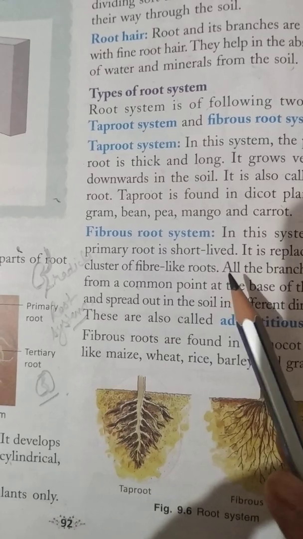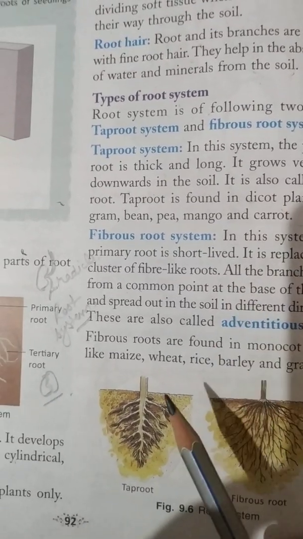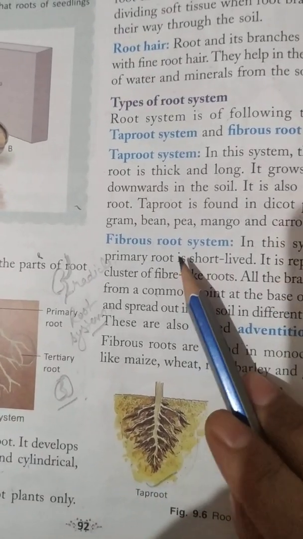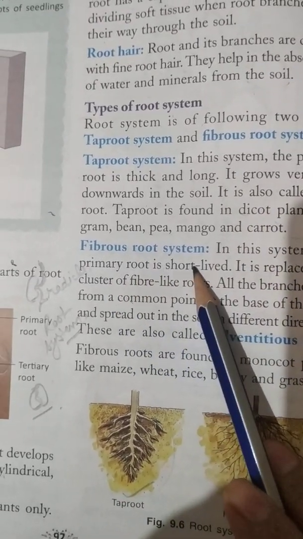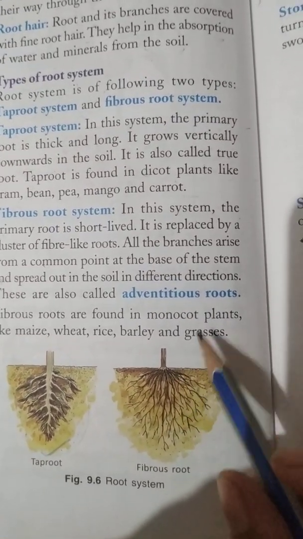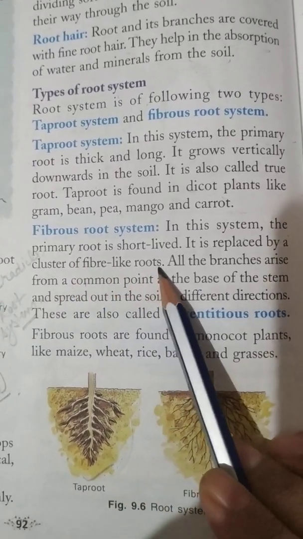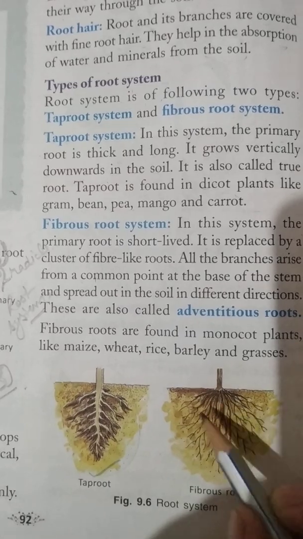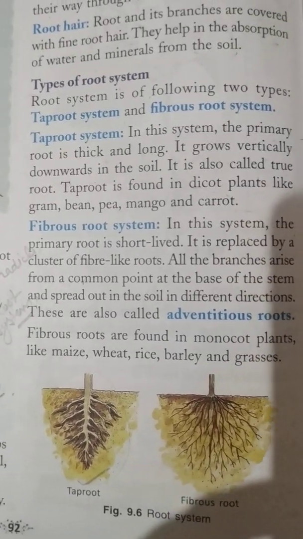Taproot is found in dicot plants like gram, bean, pea, mango, carrot. So all the plants that are having dicot, that is two cotyledons in the seeds, all are having a taproot. Fibrous root system. In this system, the primary root is short-lived. Look at the figure. It is replaced by a cluster of fiber like roots. So here is the cluster.